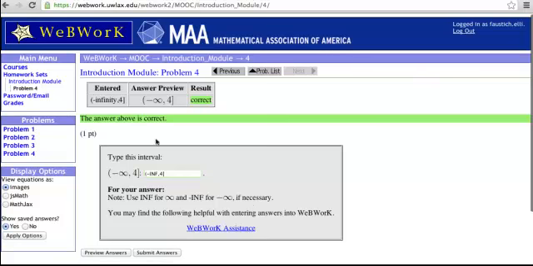And that is a little bit about how you will be using WebWorK.